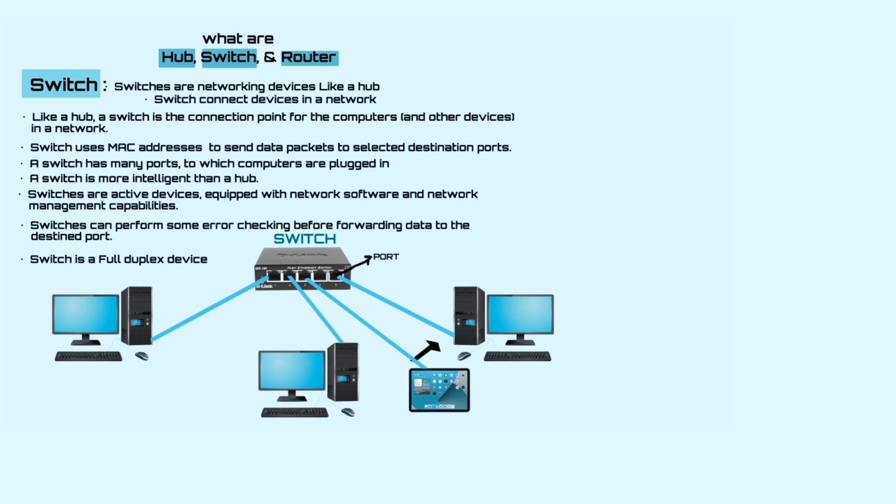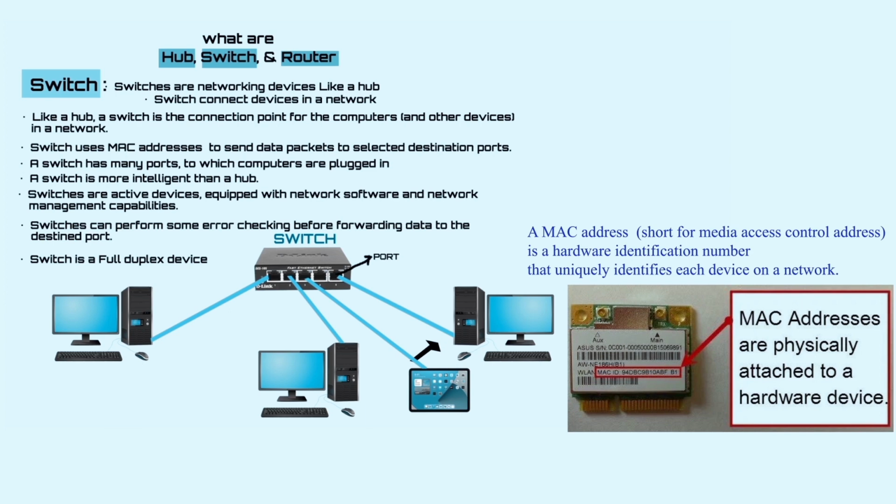A switch is more intelligent than a hub. Switches are active devices equipped with network software and network management capabilities. Switches can perform some error checking before forwarding data to the destination port. A switch is a full duplex device. A MAC address is a hardware identification number that uniquely identifies each device on a network.